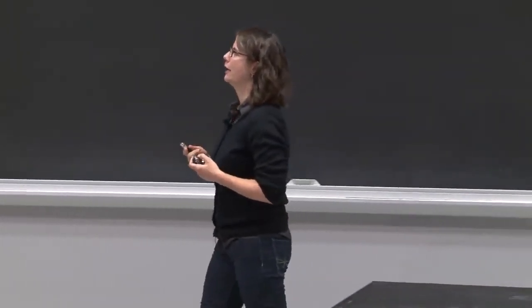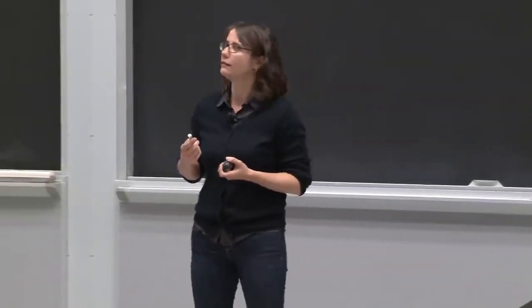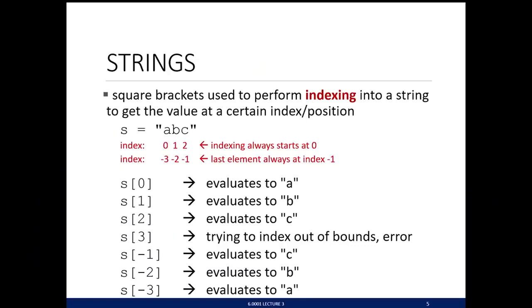In Python, it turns out you can also use negative numbers to index. If you index into the string with -1, for example, that means you want the last character in the string. So the last character in your string is always going to be at position -1. The second to last character is at -2, the third to last character is at -3, and so on and so on.